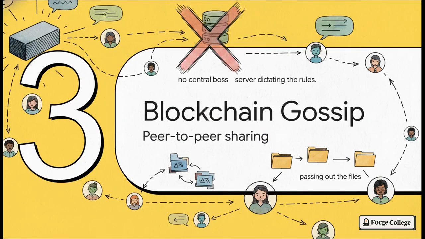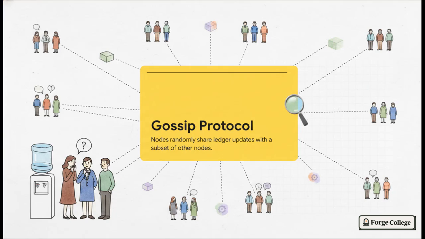Which brings us to section 3, the art of blockchain gossip. So, we've got our block, and we've got our cast of characters. But how on earth do they actually talk to each other when there's no central boss dictating the rules? Well, they use what's brilliantly called a gossip protocol.